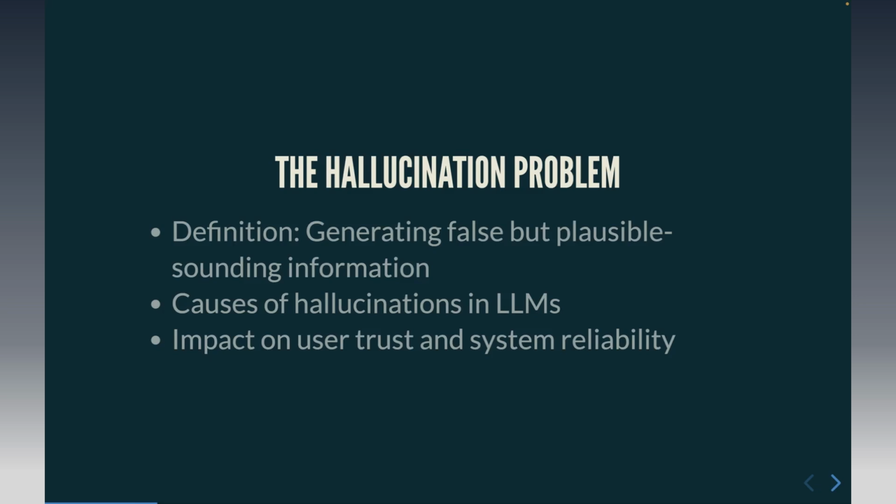Hallucinations are a critical, sometimes disastrous, issue with LLMs. They happen when the model generates information that sounds correct but is actually false. This can happen because of biases in the training data, overfitting, or simply the model's attempt to provide an answer when it doesn't have enough information. Hallucinations can seriously undermine user trust and the reliability of AI systems.